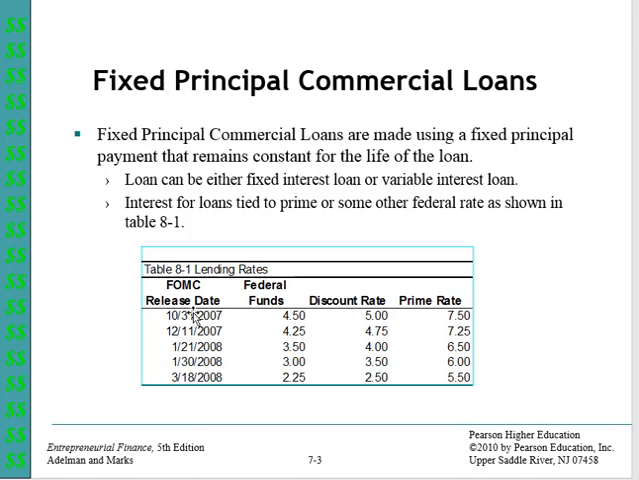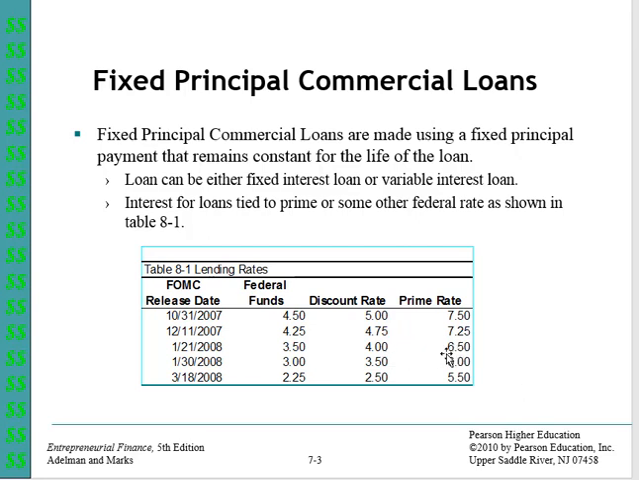So these are Fed fund rates, and they show that the federal funds rate in 2007 was 4.5%. The discount rate was a little bit more, 5%. And the prime rate is usually set by the bank, but the bank will say the prime rate is the discount rate plus X. So in this case, it's the discount rate plus 2.5. 2.5 plus 5, 7.5. And you can go down the line to see what those are.